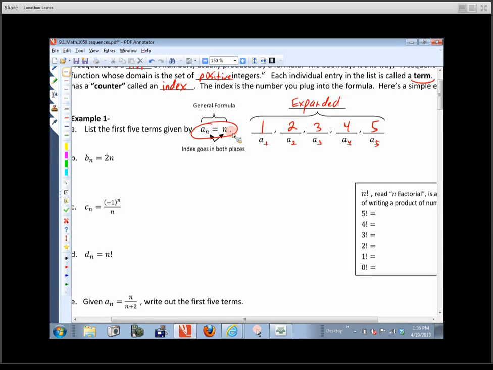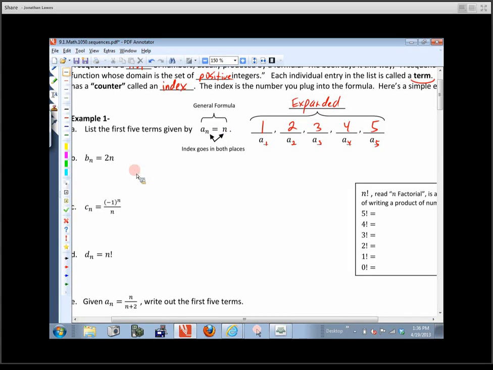So these general formulas are really pretty cool, because you can just plug in the index right here and right here. Right here it tells you what term you're on. Right here it tells you the value of the term. So let's take a look at this one right here. I'm going to change colors for this.